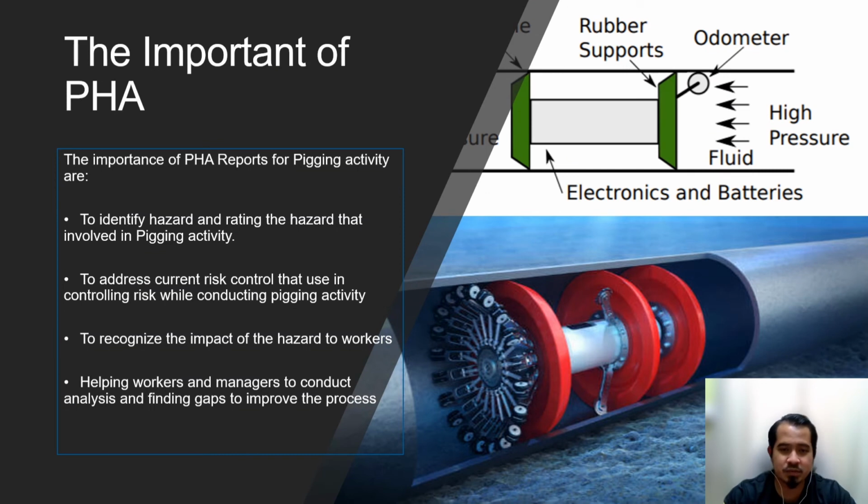The importance of the PHA report for this pigging activity are: number 1, to identify the hazards and rate the hazards involved in this activity. Number 2, to address the current risk controls used in controlling hazards while conducting this pigging activity. Number 3, to recognize the impact of the hazard to the workers. And lastly, to help workers and managers to conduct analysis and find gaps to improve the process.